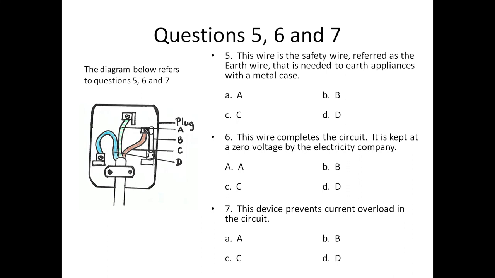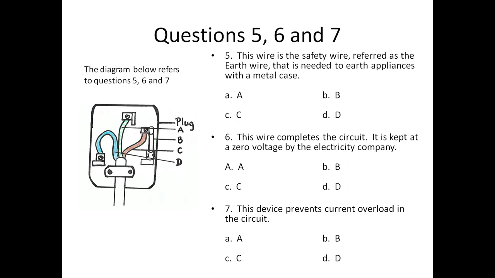Questions 5, 6, and 7. The diagram below refers to questions 5, 6, and 7. So you have all the labels. Good. Now, question 5. This wire is the safety wire, referred to as the earth wire, that is needed to earth appliances with a metal case. So A is A, B is B, C is C, D is D.